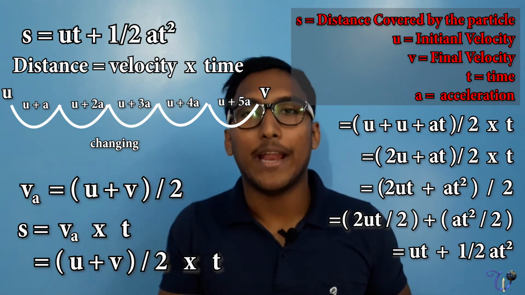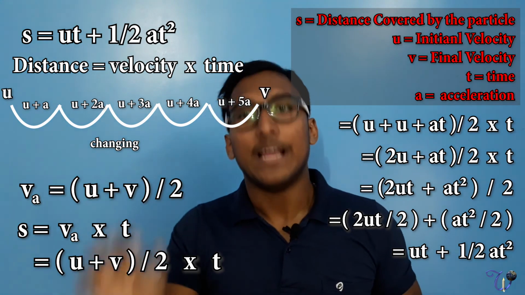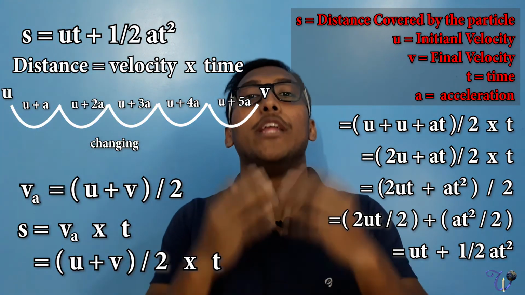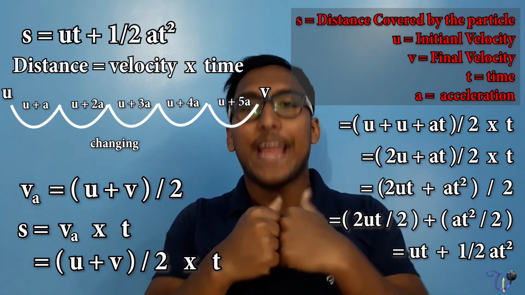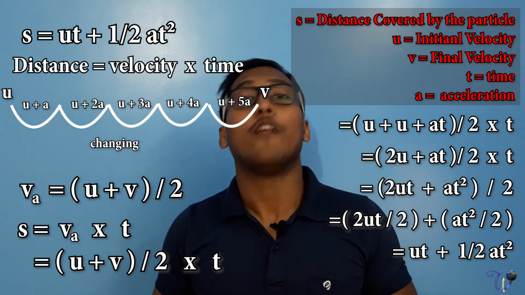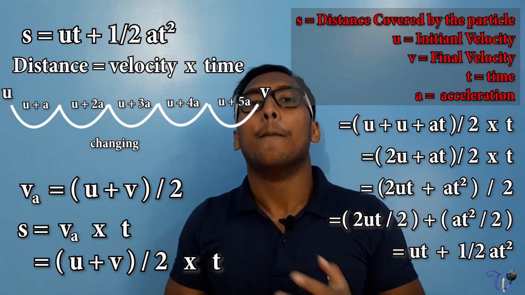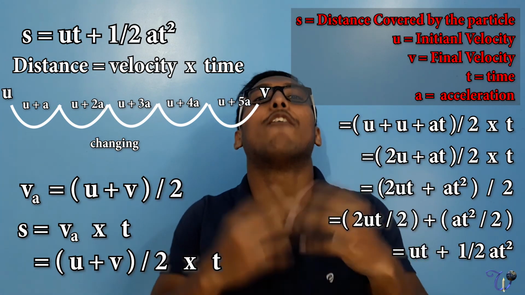So what do we have next? That is 2ut by 2 plus at square by 2. So we have ut plus half of at square. It is very easy if we just try to prove it by the algebraic method, but we will also do this by the graphical method or the graphical representation.